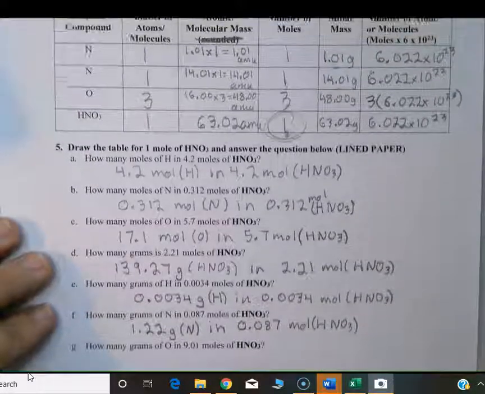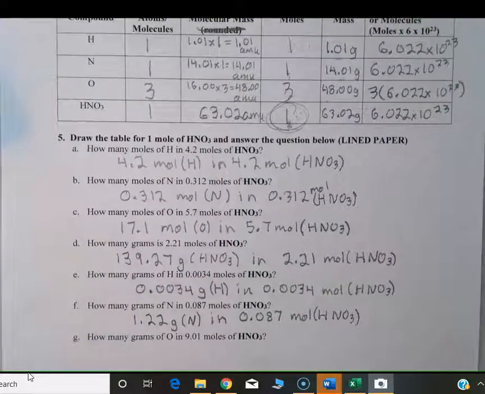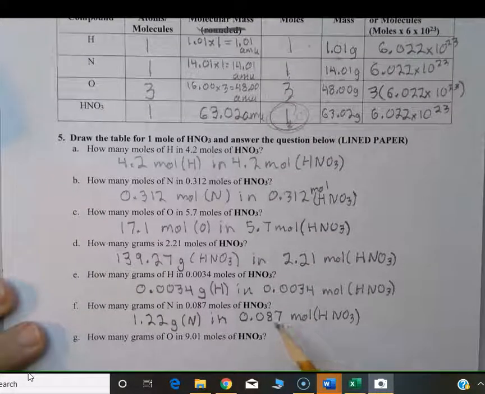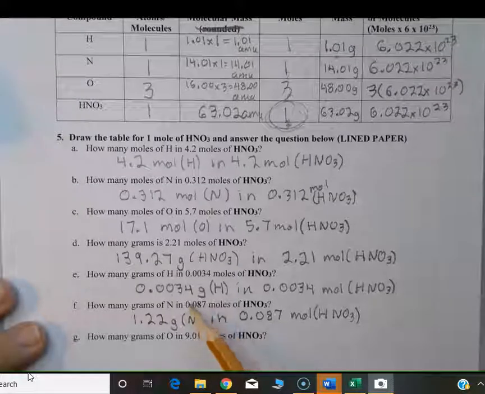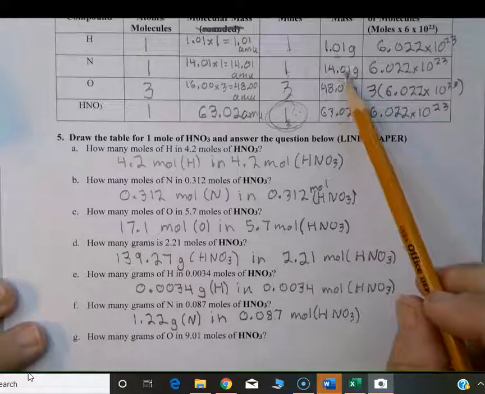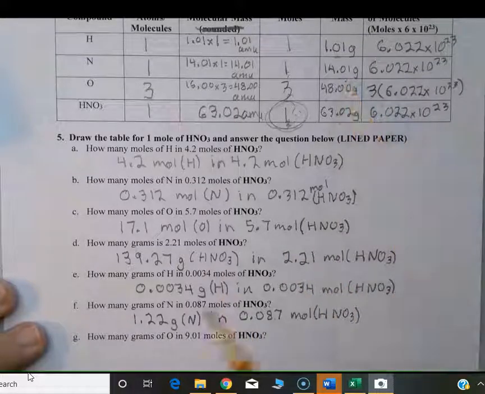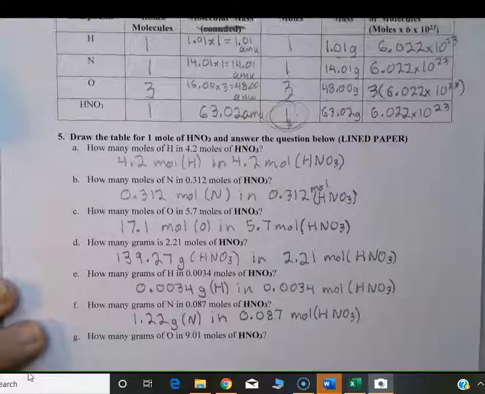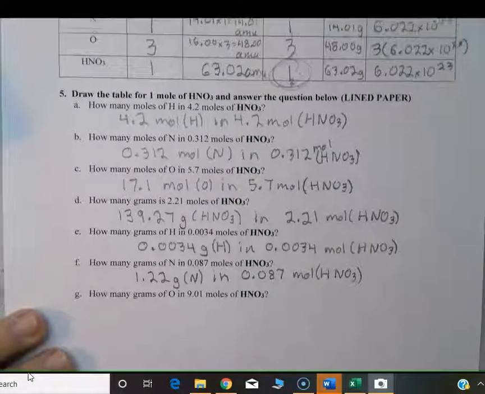Okay, so again, let's look at this. Just be sure these numbers kind of make sense. 0.087 is a little less than 1/10 of 1. It's a little less than a tenth. So that means the grams of nitrogen is going to be a little less than 1/10 of the number I need to make a whole mole. So be sure that these relationships kind of make sense to you as you crunch the numbers.